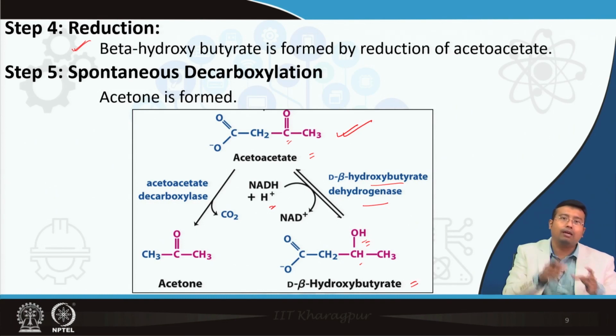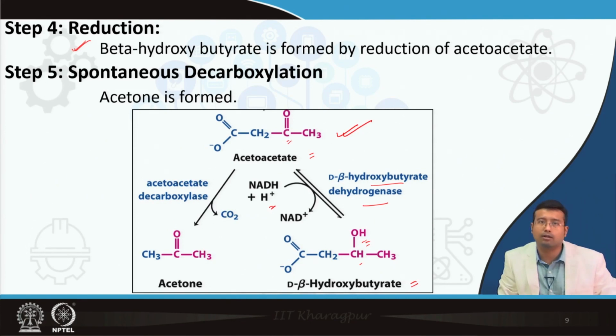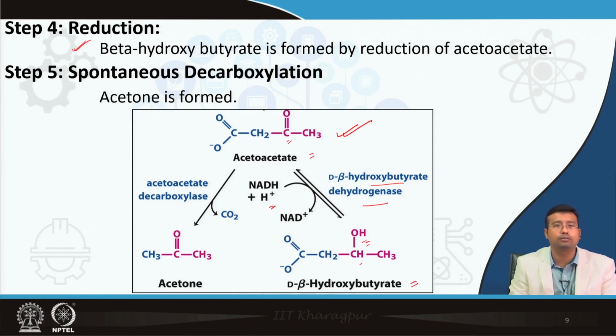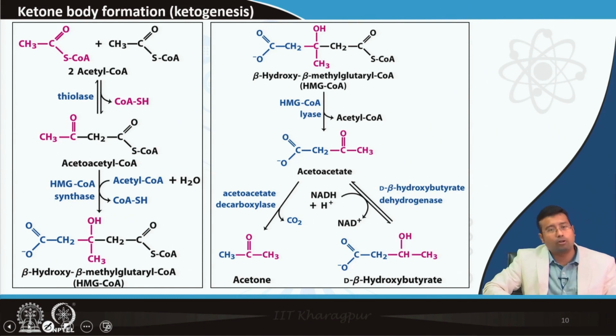One molecule, if we keep acetoacetate in an environment, it will spontaneously break down and lose carbon dioxide, by the action of the enzyme acetoacetate decarboxylase, and acetone is formed. Okay. So, remember this is the primary ketone body, and these are the secondary ketone bodies, acetone and beta hydroxybutyrate. So, this is in a nutshell the whole pathway of ketone body synthesis.